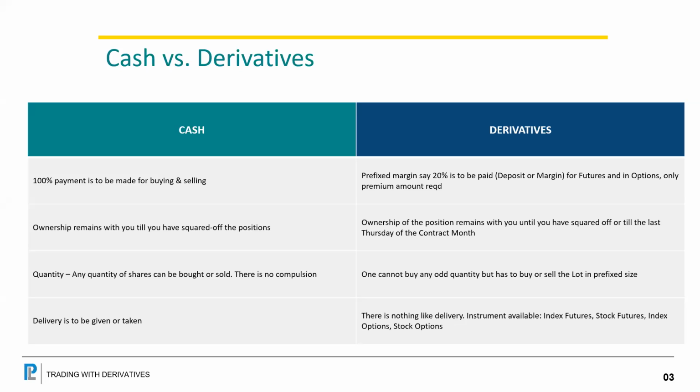Derivatives में expiry month होता है, ownership has to be with you until you square up the position or you wait till your expiry happens. Margin requirement is very less in comparison to cash, which is why this is a leverage product. And you cannot buy any odd quantity. You have to buy in lots. Pre-decided lots are there for every stock in FNO, futures and options. But cash is completely otherwise. Number of shares depends on you, 1, 2, 100,000. And the ownership remains with you till you decide to square off. Until then, it is completely under your control.